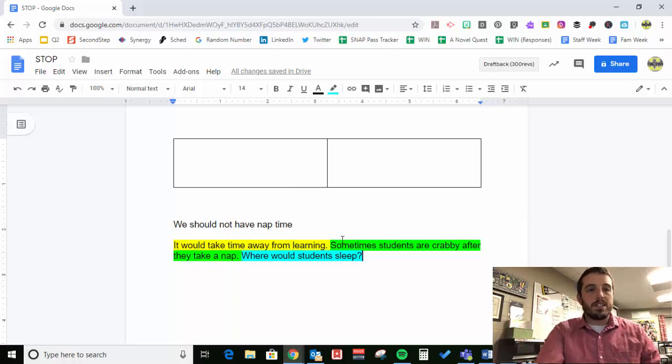Same way with the next one. Sometimes students are crabby after they take a nap. I would agree with that, but you need to explain why. Why do students being crabby, how does that impact student learning? Okay, so each one of those would be great for its own paragraph.